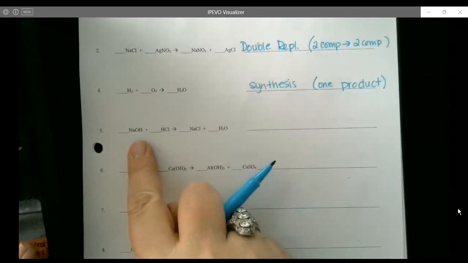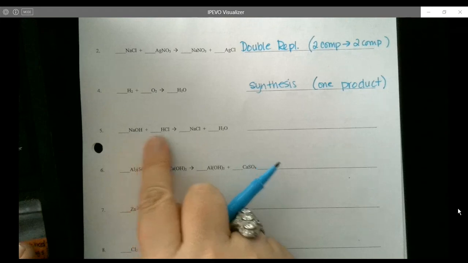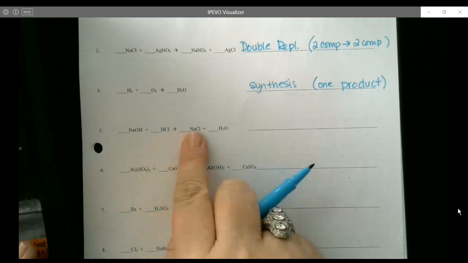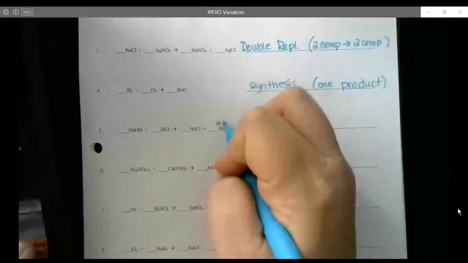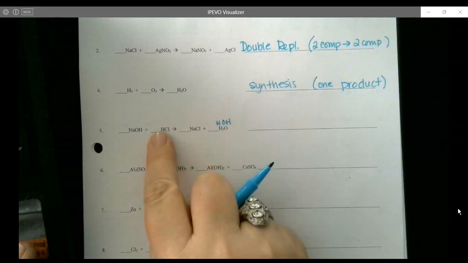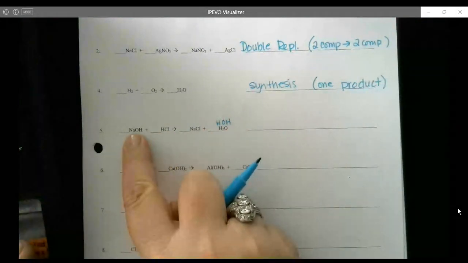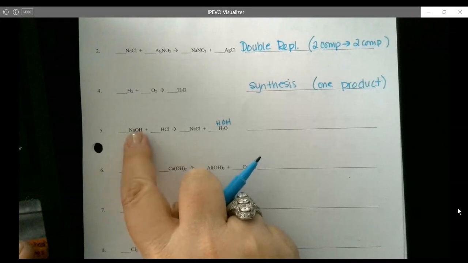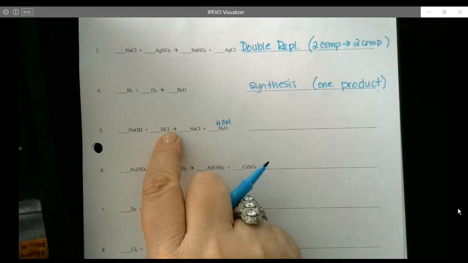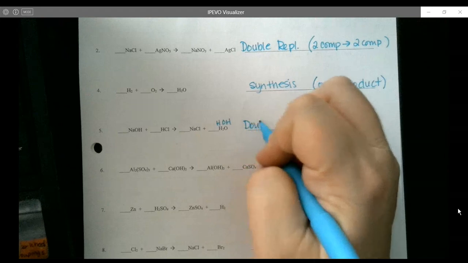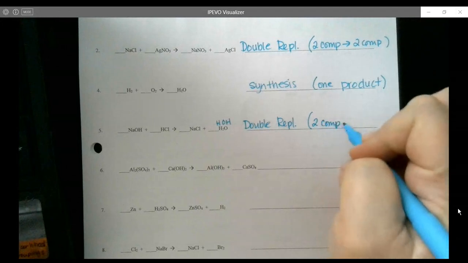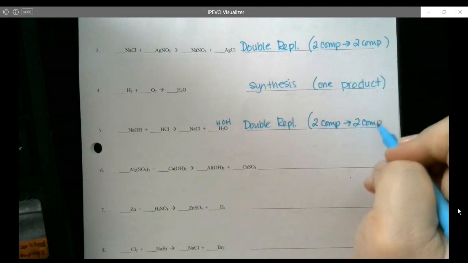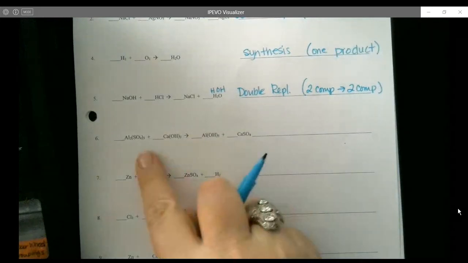Okay? I looked at number 5. I see NaOH. I see HCl. And on this side, I see NaCl and I see H2O. Remember, H2O is just another way of saying HOH, right? So this hydrogen came over here to where the sodium was and bonded with the OH. And this sodium came over here to where the chlorine was and bonded there. So I know this is a double replacement. Because again, 2 compounds forming 2 new compounds.